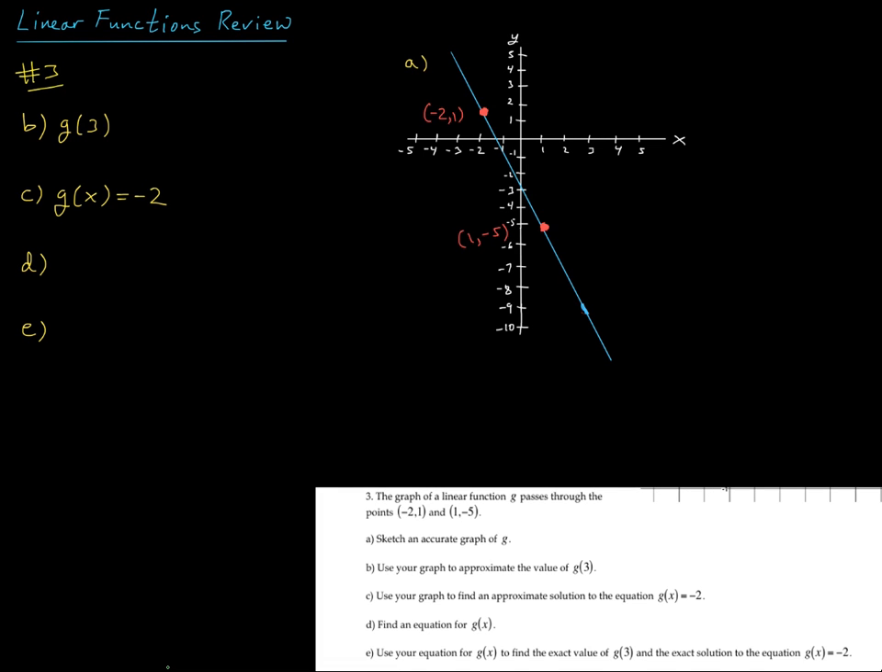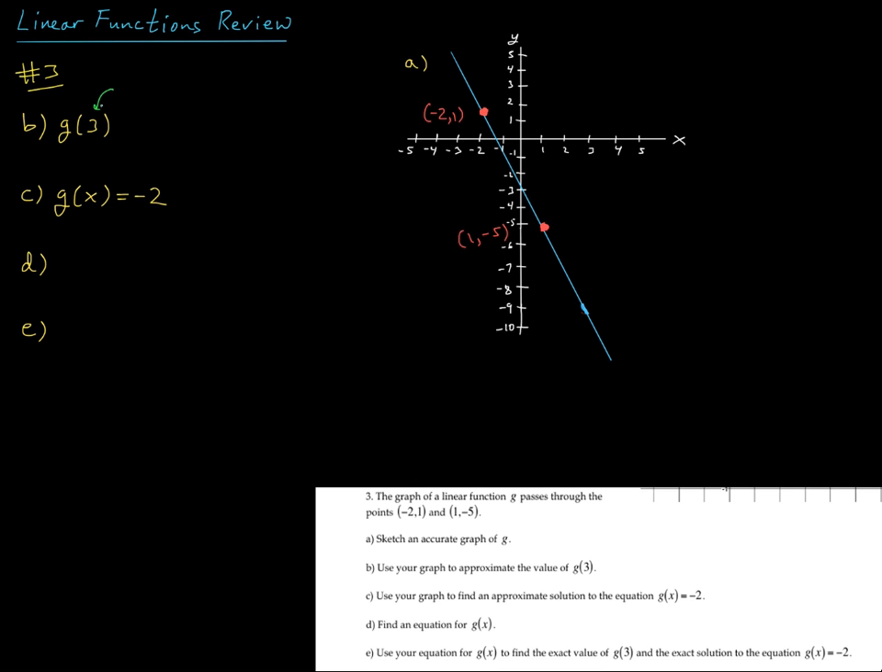All right, question 3 says the graph of a linear function g passes through the points (-2, 1) and (1, -5). And part A asks us to sketch an accurate graph of g, and I've gone ahead and done that here. So here are points (-2, 1) and (1, -5), and we see our line passes through them.